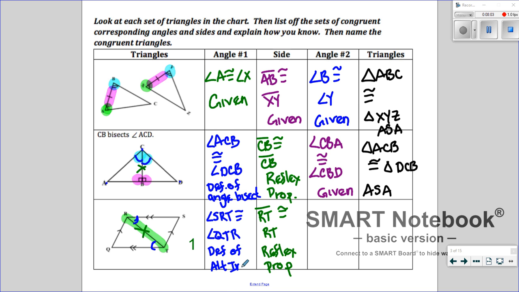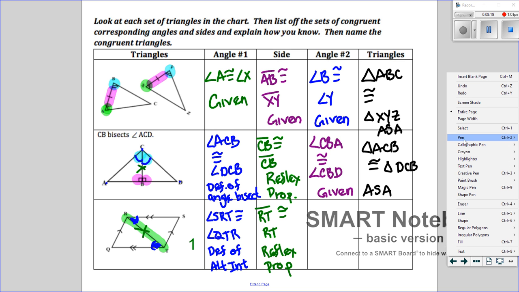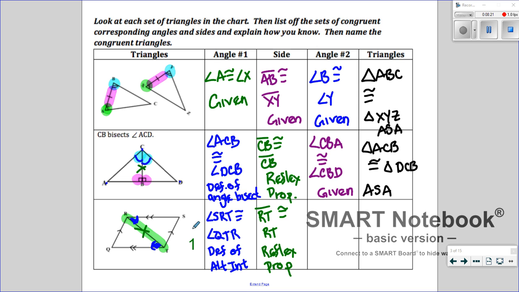So anytime you have a parallel line and a transversal cutting through it, alternate interior angles are going to be formed. So then we have this angle and then that angle. Okay, now I'm going to find the other angle. Again, these are parallel lines, RQ and TS. So they have this angle, and then this angle is going to be congruent.